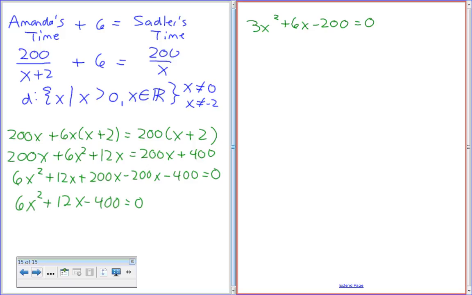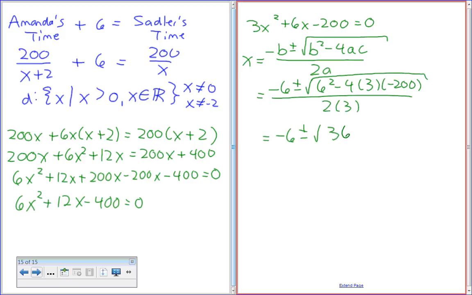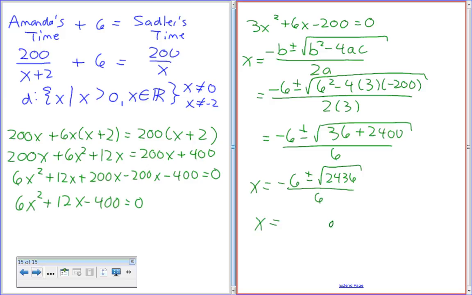All right, here we go. x equals negative b plus or minus the square root of b squared minus 4ac all over 2a, which is negative 6 plus or minus the square root of 6 squared minus 4 times 3 times negative 200, all over 2 times 3, which is negative 6 plus or minus the square root of 36 plus 2400 over 6. So that's just the quadratic formula at 100 miles an hour.